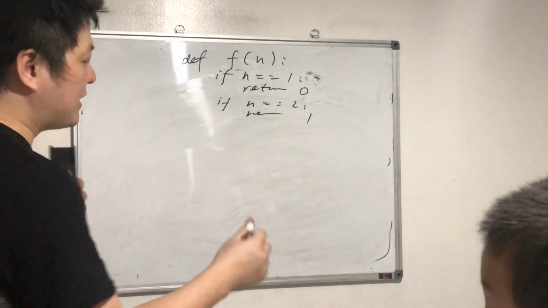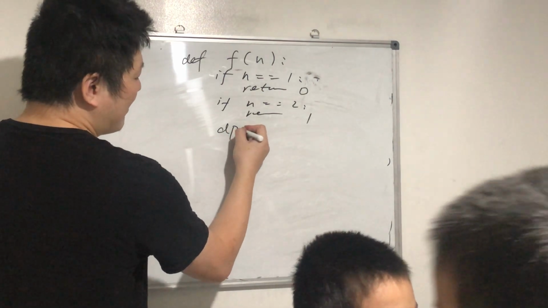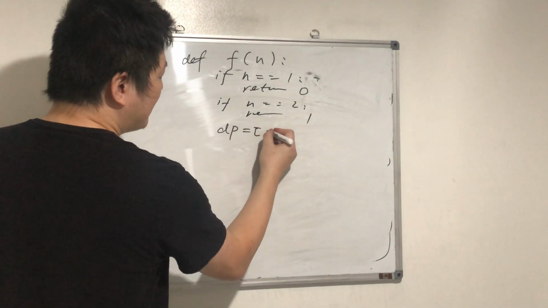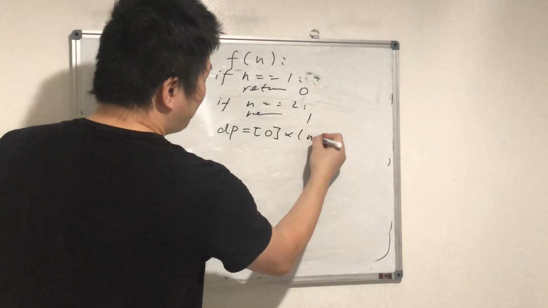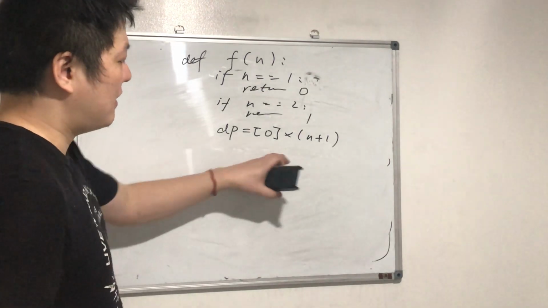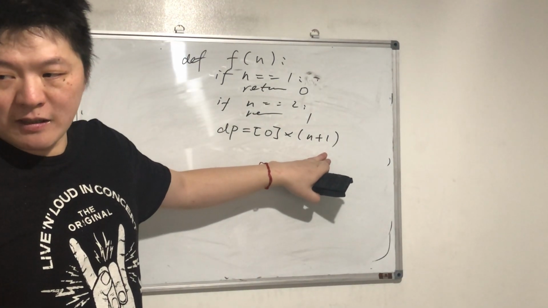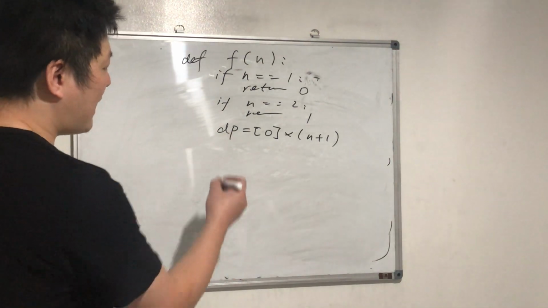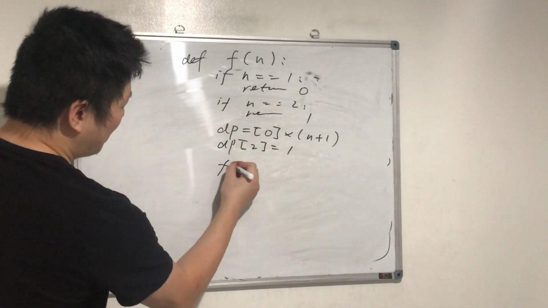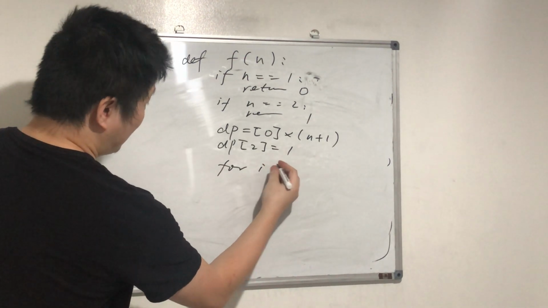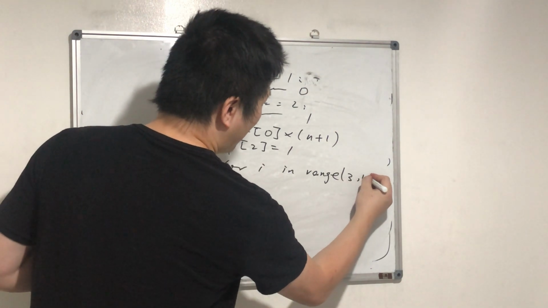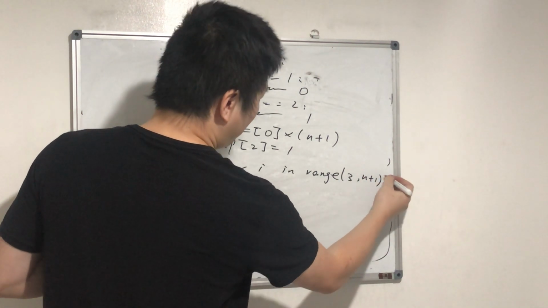Otherwise, look, we have a dp array, remember? dp equals, let's say, 0 times n plus 1. Then I need to set dp[2] equals 1. And then I can do this for i in range, starting from the number 3 to n plus 1.